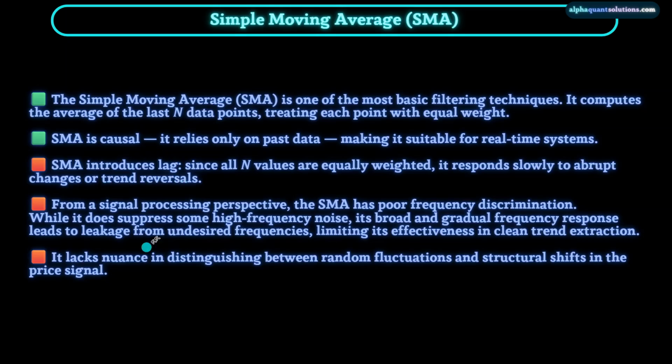Now, the three main drawbacks of an SMA filter were: first, the SMA introduces lag. Since all n values are equally weighted, it responds slowly to abrupt changes or trend reversals. So this is well known. The second point is that from a signal processing perspective, the SMA has poor frequency discrimination. While it does suppress some high frequency noise, its broad and gradual frequency response leads to leakage from undesired frequencies and hence limits its effectiveness in clean trend extraction. Finally, the third and last drawback of the SMA, which is quite substantial, is that it lacks nuance in distinguishing between random fluctuations and structural shifts in the price signal.